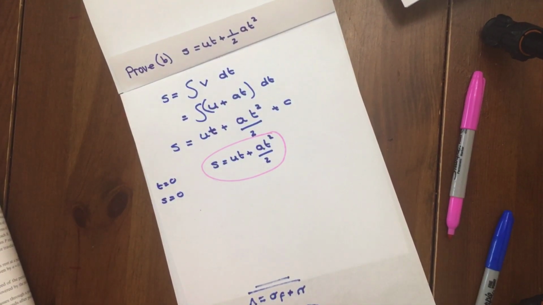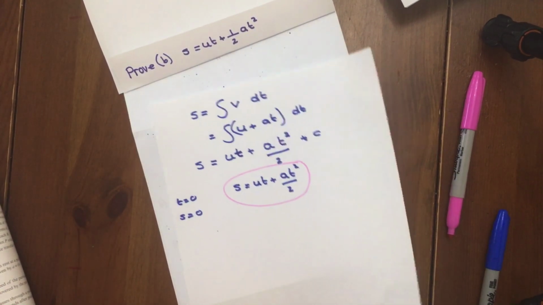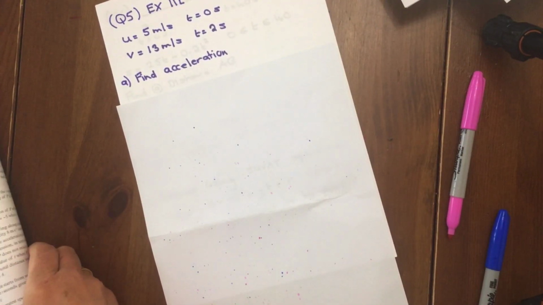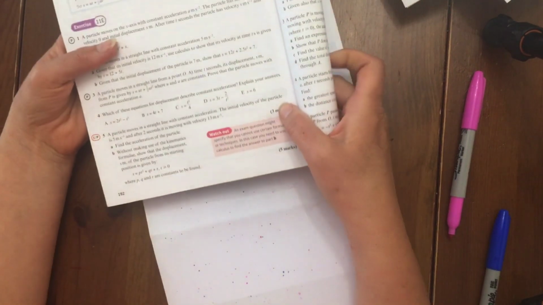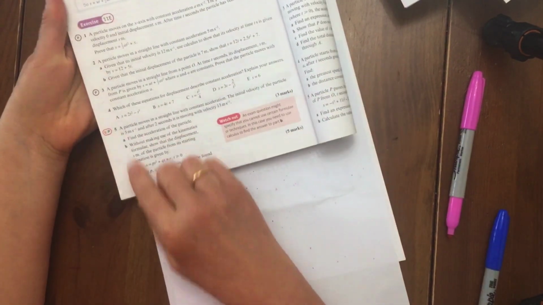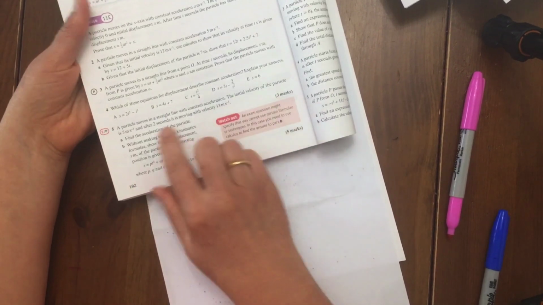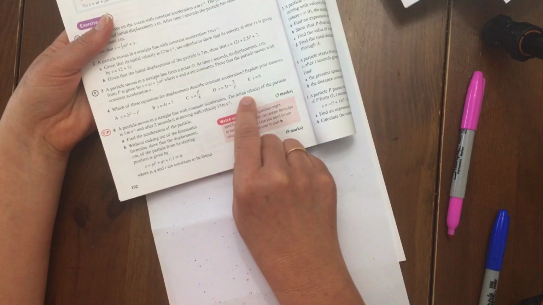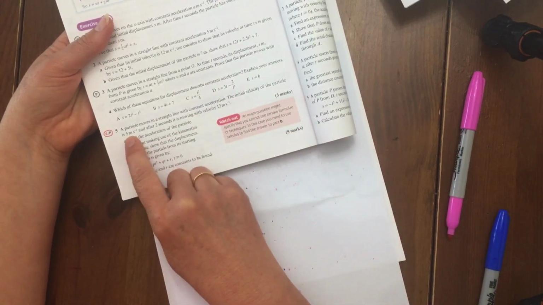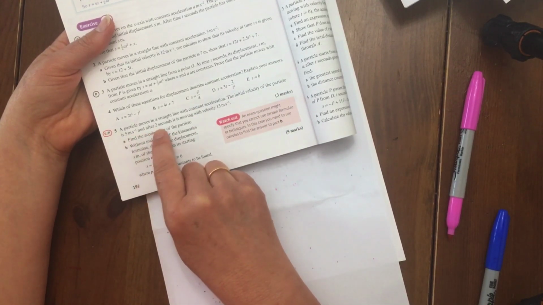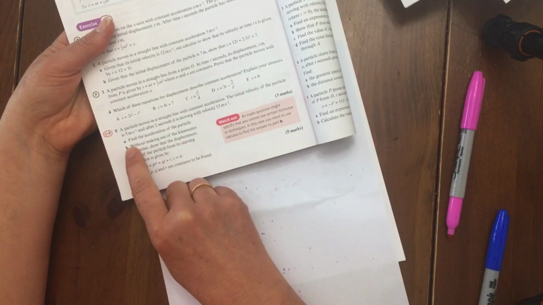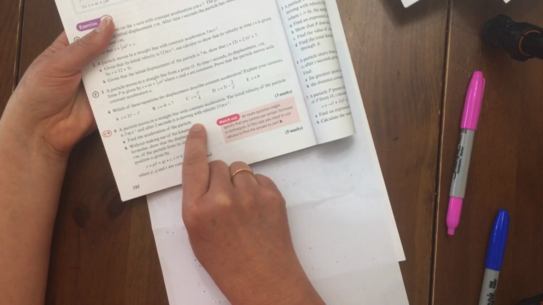Right, so let's now look at one of the harder questions from exercise 11E. So I'm going to look at question 5 on page 192. A particle moves in a straight line with constant acceleration. The initial velocity of the particle is 5, and after 2 seconds it's moving with velocity 13. Find the acceleration of the particle.